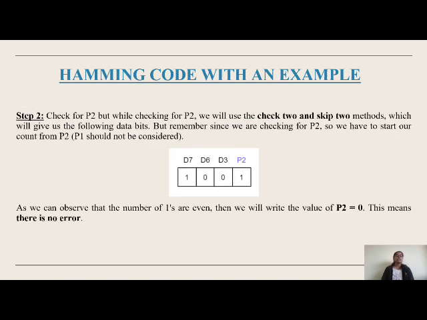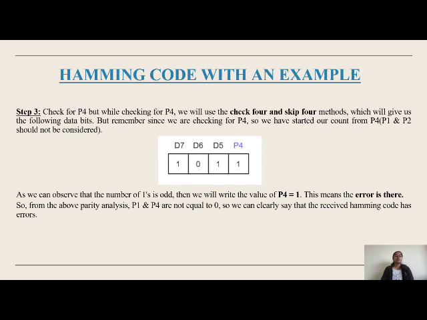Step 2. Check for P2, but while checking for P2, we will use the check 2 and skip 2 method, which will give us the following data bits. But remember, since we are checking for P2, we have to start our count from P2. P1 should not be considered. As we can observe, the number of ones is even, so we will write the value of P2 equal to 0. This means that there is no error.